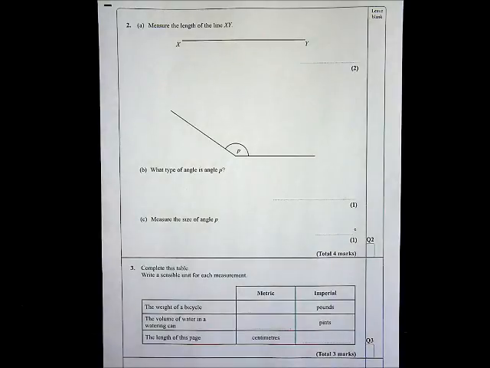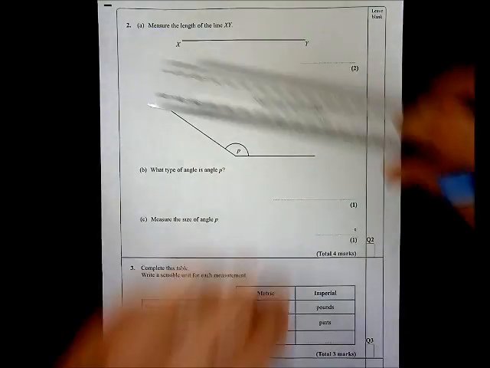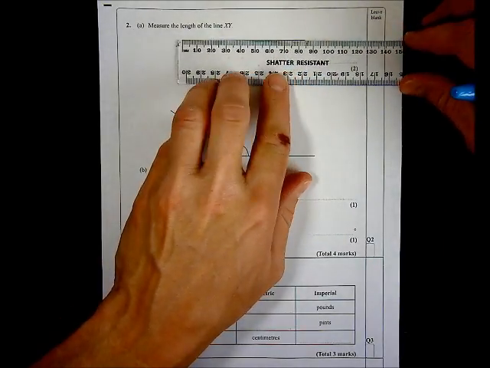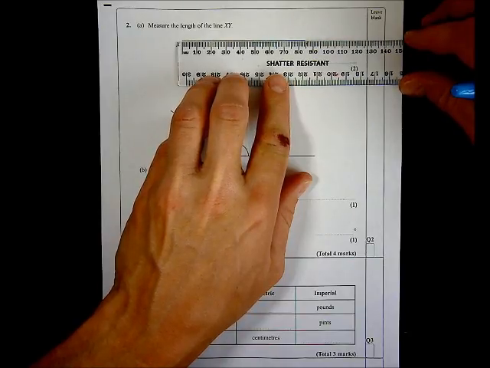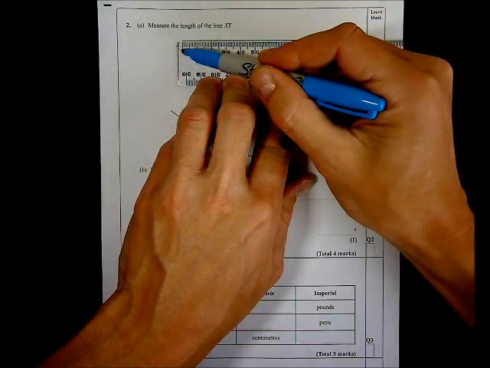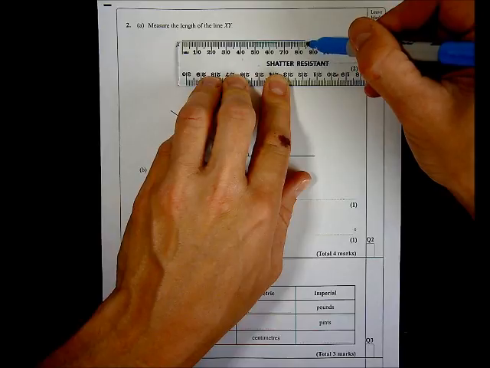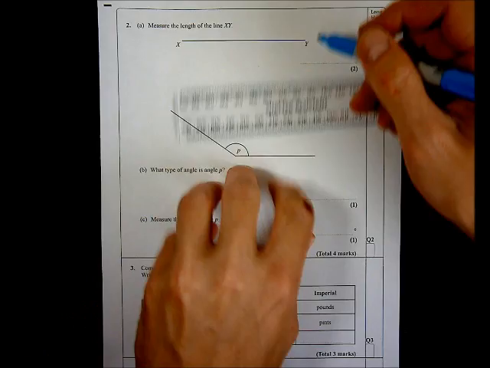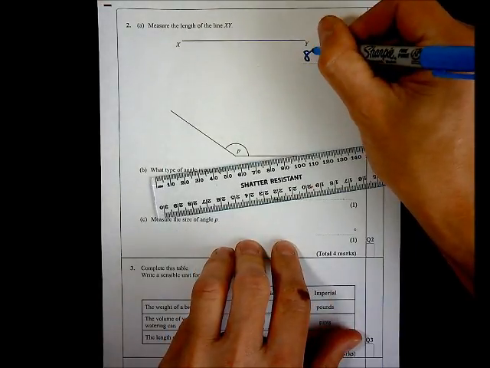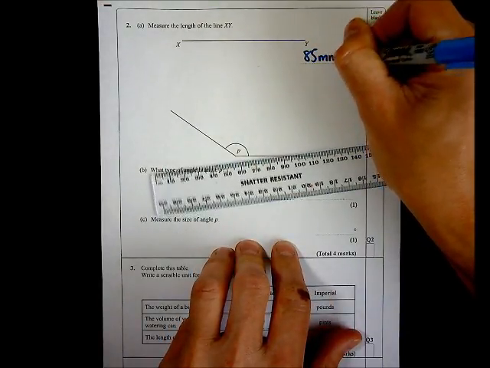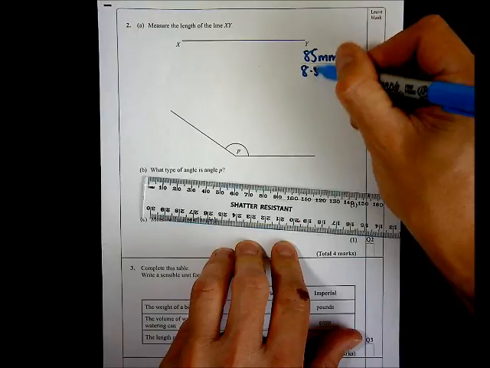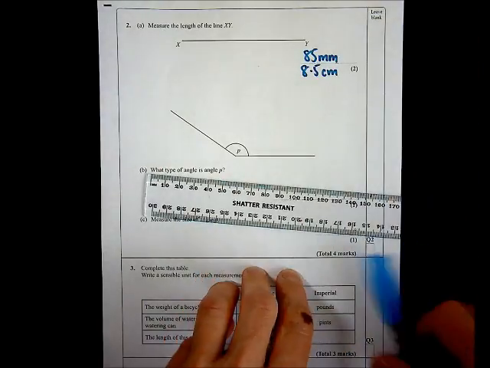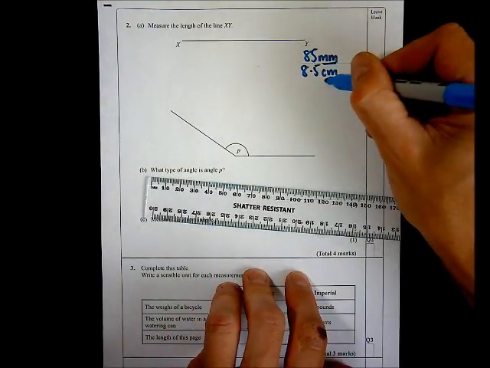On question 2, I'm asked to measure the length of the line XY. So I'm going to take my ruler, I'm going to place it on the end at X, and I've got to be accurate here, and I'm going to measure along from 0 until I get to the end of the line at Y, and I think that is round about 85 millimeters. Now I could have written 8.5 centimeters, which would have been the same thing, but I need to make sure that I do include my units, as there are 2 marks for this question.